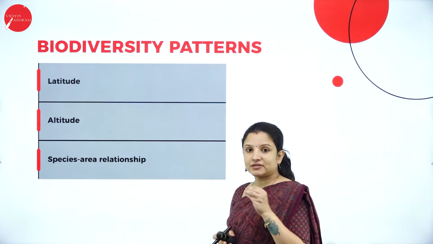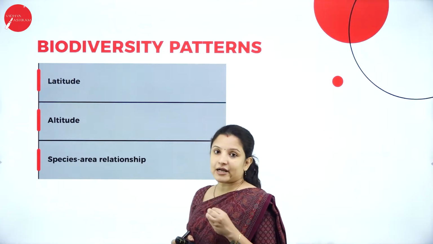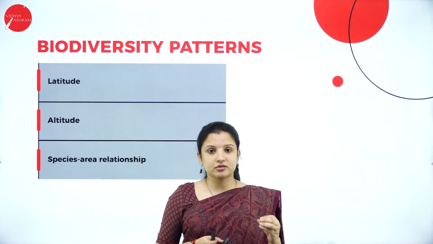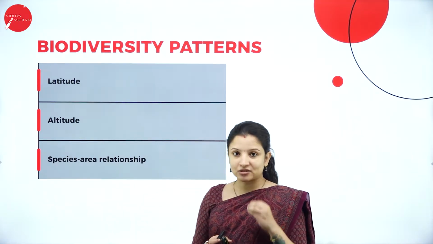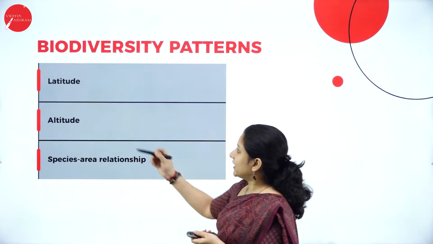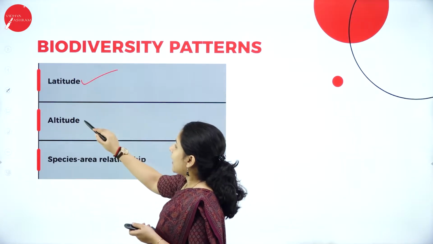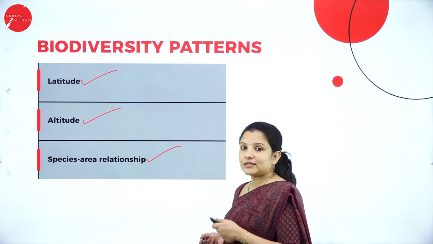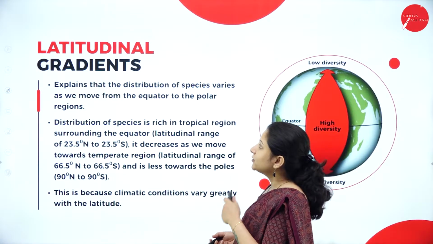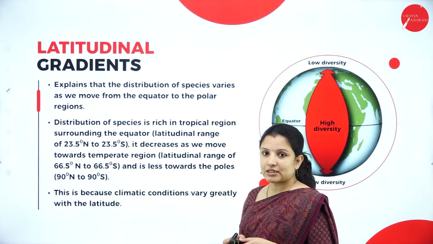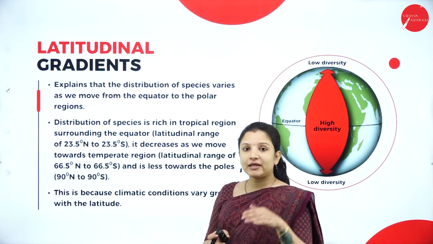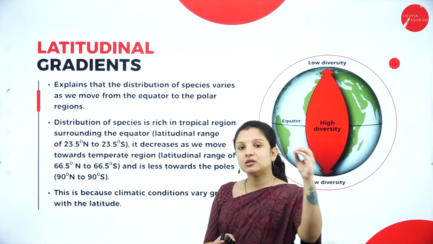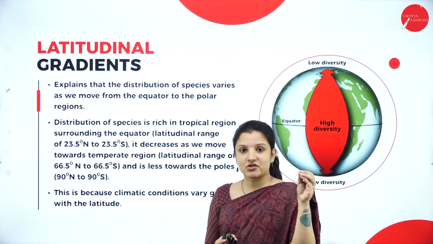So biodiversity pattern means how the biodiversity is distributed in a particular region. So these patterns are mainly studied in three forms, that is latitude, altitude and species area relationship. So what are these? Let's study one by one. So talking about latitudinal gradients. Gradation means it is from one level, you have the second level, the third level. So these are called as gradations, right?